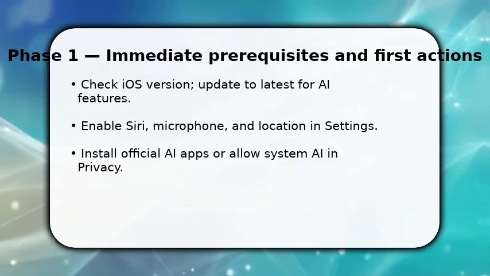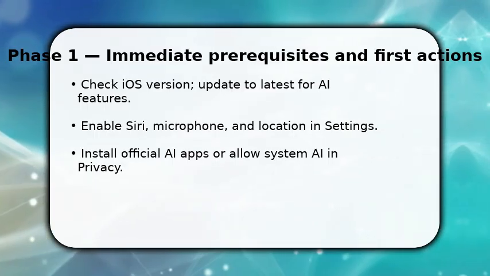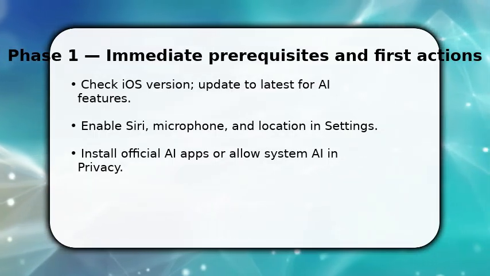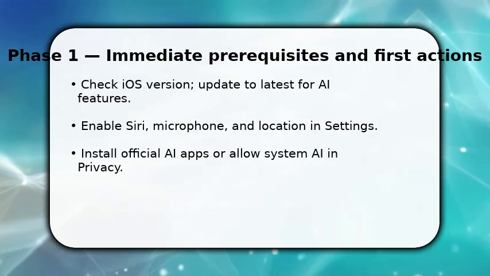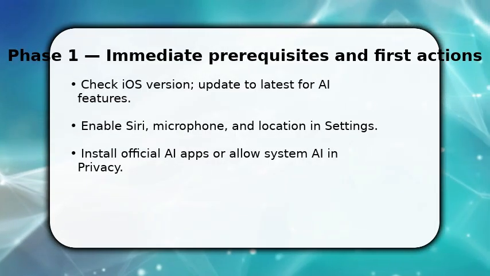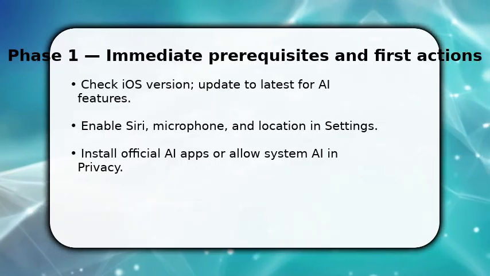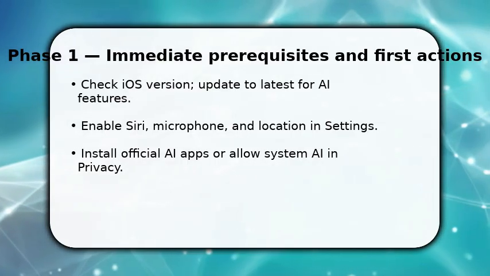You start by making sure the phone runs the latest iOS, because many AI features depend on system updates. Once done, enable Siri, microphone, and location permissions so AI apps can access sensors. Next, install the official AI app or enable built-in system AI in settings. This lets you test prompts immediately.